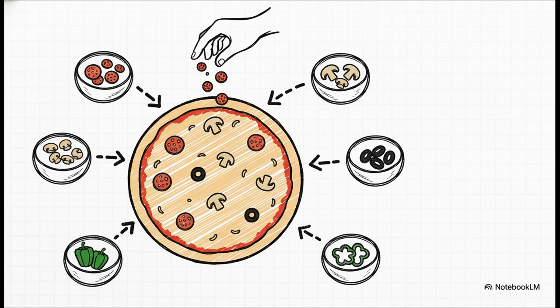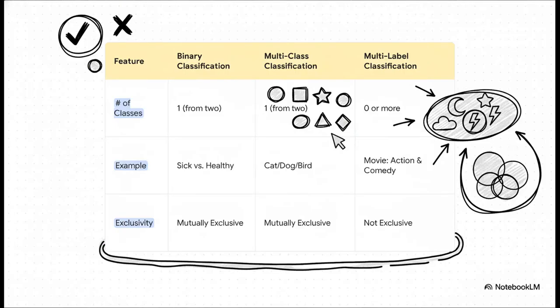The perfect food analogy for this one? Choosing pizza toppings. You're not stuck with just one. You can have pepperoni, mushrooms, both, or, hey, even none at all. The options aren't mutually exclusive, and this table just lays it all out perfectly. Binary, one choice from two options. Multi-class, one choice from three or more. And multi-label, you can pick 0, 1, or even many choices at the same time. It really all boils down to that last row, exclusivity.